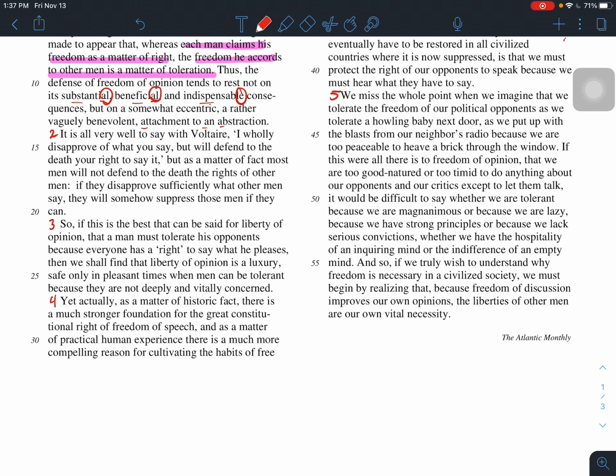It is all very well to say with Voltaire, quote, "I wholly disapprove of what you say, but will defend to the death your right to say it." But as a matter of fact, most men will not defend to the death the rights of other men. If they disapprove sufficiently what other men say, they will somehow suppress those men if they can." This is a statement that he is using as evidence.